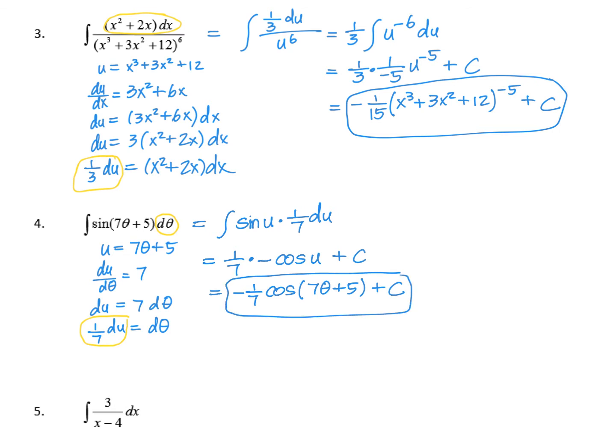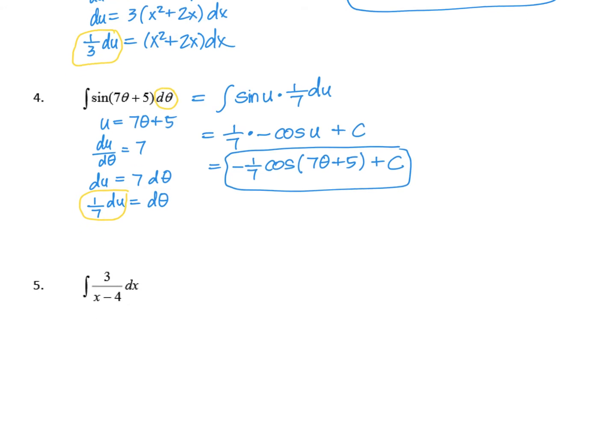Okay? Now, this problem could have been done by just putting a 1/7 on the outside in anticipation of reversing or undoing the chain rule. Let's look at number 5.